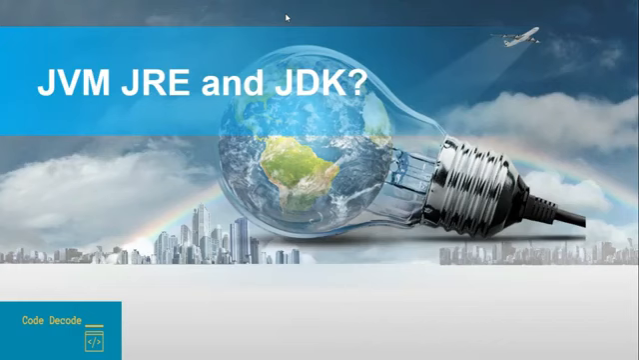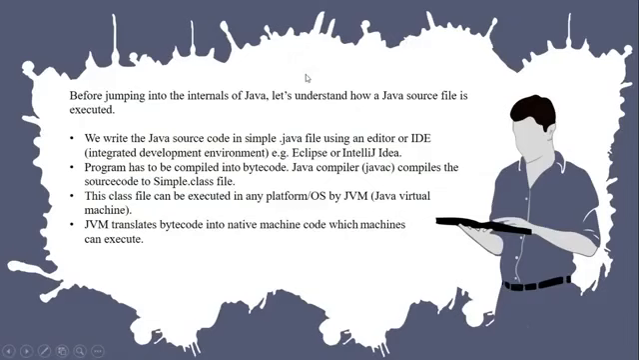So let's get started. Before jumping into the internals of Java, let's understand how exactly the Java source code file is executed. Whenever you write the Java source code into a simple.java file using an editor, for example Eclipse or Spring Tool Suite, the program has to be compiled into bytecode, and the Java compiler is responsible for converting your source code into a simple .class file.